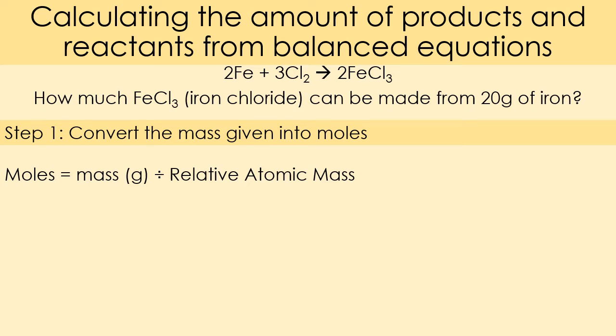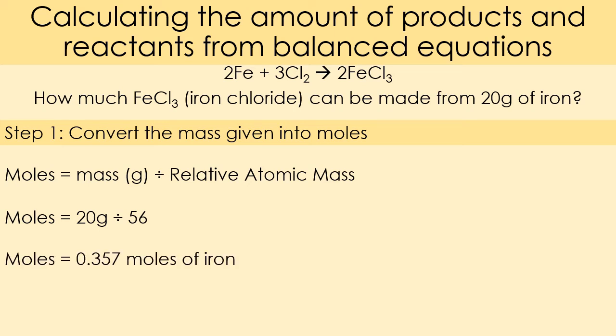We're going to use our periodic tables, so you can use the link I've set on Show My Homework to find the relative atomic mass of iron, and you should find that it is 56. So we're going to put those numbers into our equation, and we'll do our number of moles equals 20 grams divided by 56, and that gives us 0.357 moles of iron. We're going to make sure we keep that number written down somewhere, and we can move on to step 2.